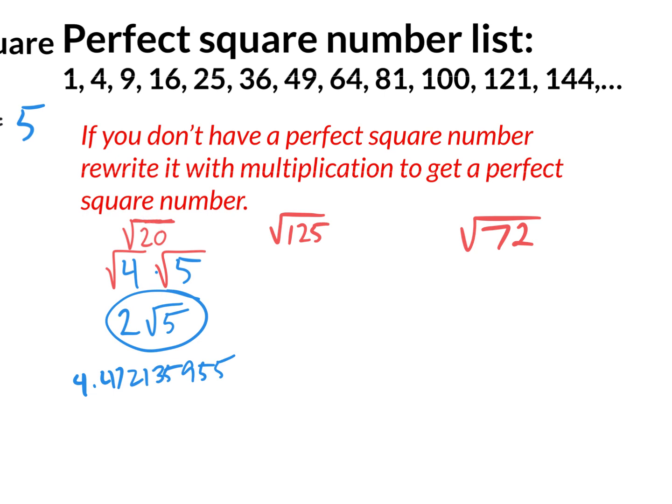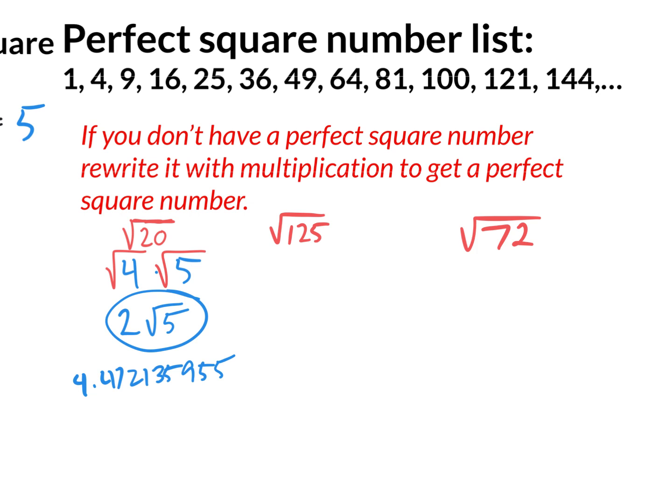If you did it with the calculator as 2 times the square root of 5, it's going to give you that same crazy decimal. But we're going to leave it as square roots, right? We're not going to write them as decimals. How about this next one? The square root of 125. It's not a perfect square number, but I could rewrite it with multiplication as what?